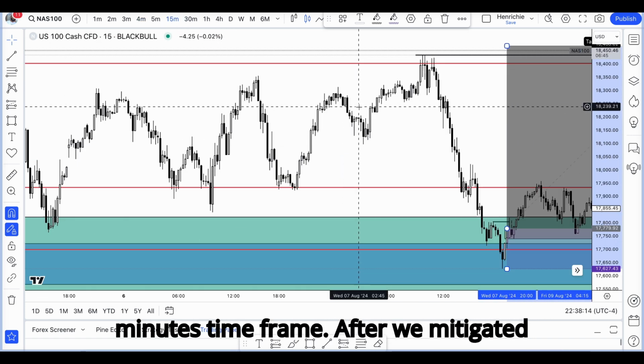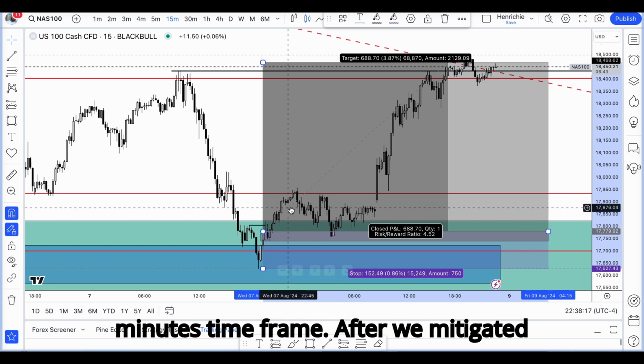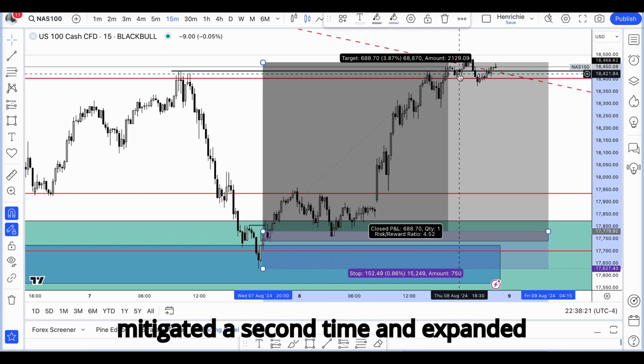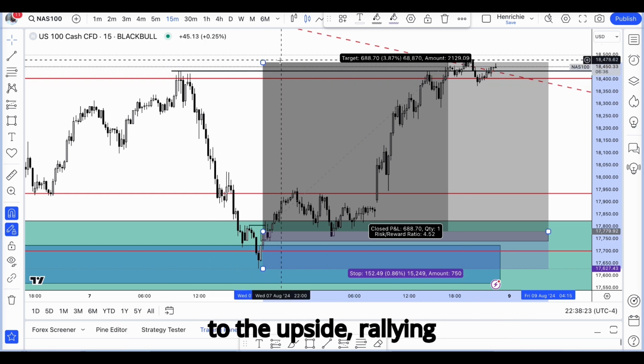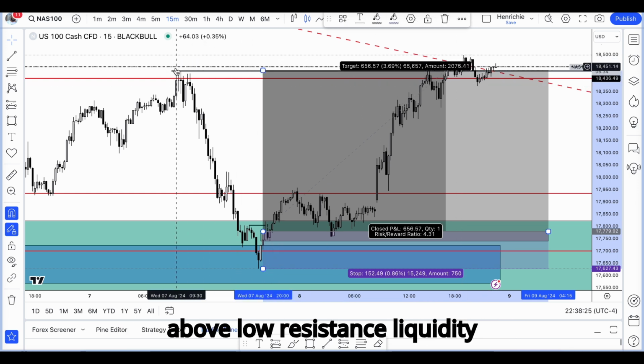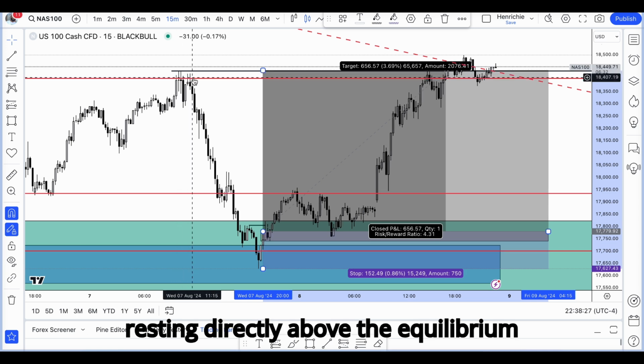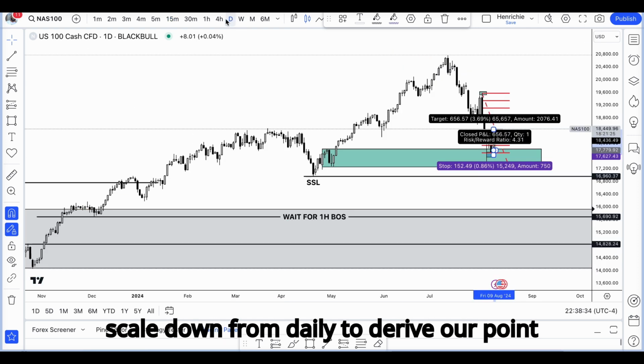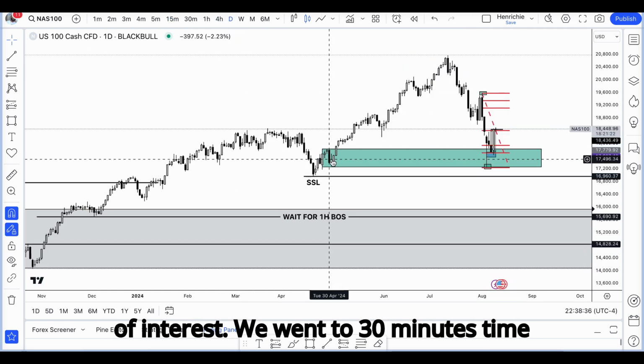We'll go to the 15-minute time frame. After we mitigated it, price rallied, came back again, mitigated it a second time, and expanded to the upside, rallying above the low resistance liquidity resting directly above the equilibrium zone. So you can pretty much see how we scale down from daily to derive our point of interest.